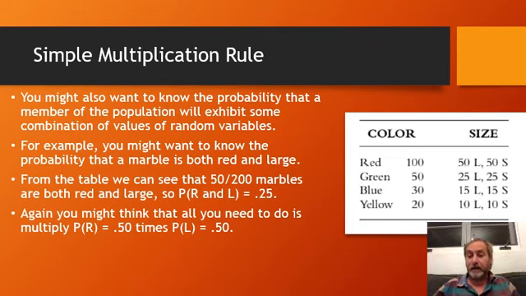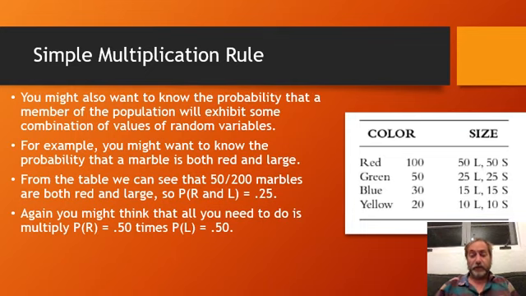Another operation you might want to do on these probabilities is to know the probability that a member of the population will exhibit some combination of values of random variables. You might want to know the probability that a marble is both red and large. Well, let's look at the table. We can see that 50 of the 200 marbles are both red and large. It's right there on the top line. So the probability of red and large is 0.25, 50 out of 200. Divide that, that'll give you 0.25.